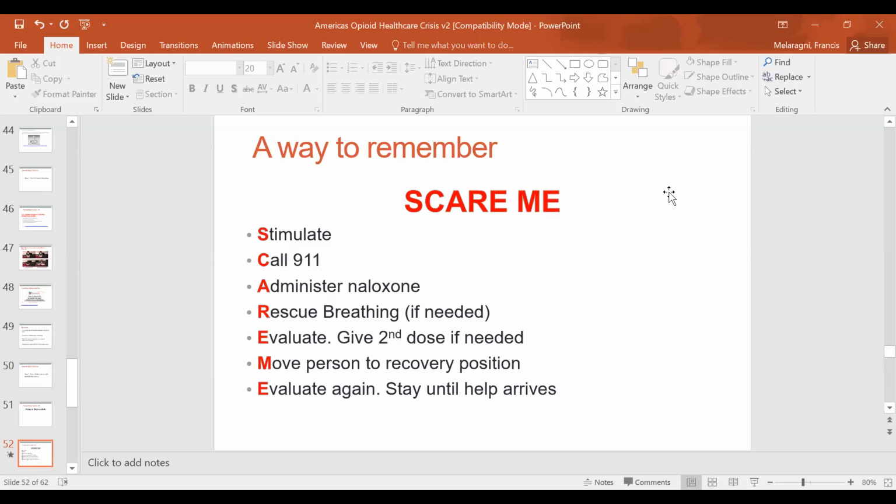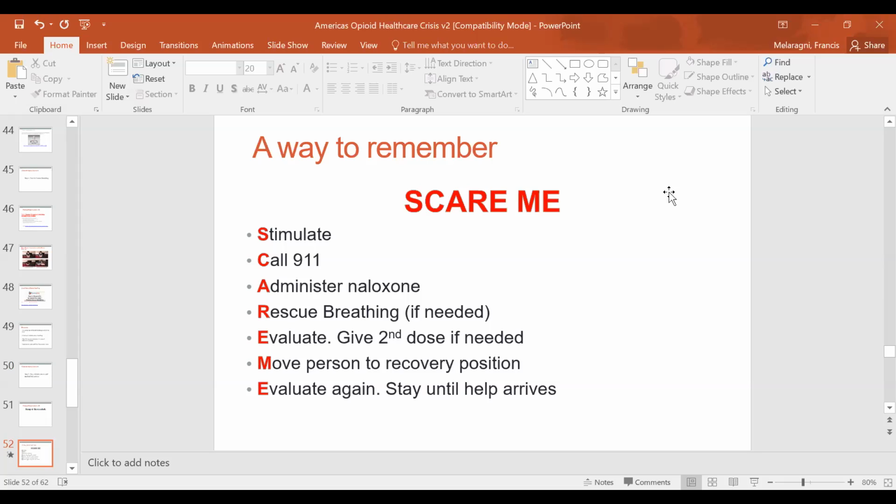Okay, so here's a recap. Stimulate, call 911, administer naloxone, provide rescue breathing. And I may not have mentioned this, but let me be clear that you want to keep administering naloxone to the full extent that you have it. Providing naloxone, 1 dose, 2 doses, 5 doses, 10 doses, is not going to hurt the person. And there are many cases where people need several doses of naloxone before they're revived. If you leave for any reason, make sure you put the person in a recovery position so they don't aspirate, and make sure you stay until help arrives.